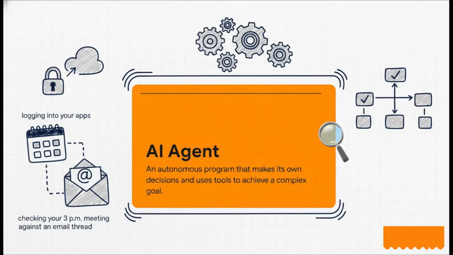So what makes this an agent and not just another chatbot? Well, an agent is autonomous. It's not just sitting there waiting for your next command. It's actively logging into your apps and deciding what's important on its own. It might see your 3 p.m. meeting, cross-reference it with an email from Monday, and prep you for it, all without being asked. It makes its own decisions to get the job done.